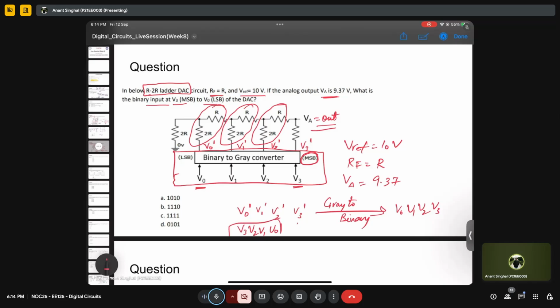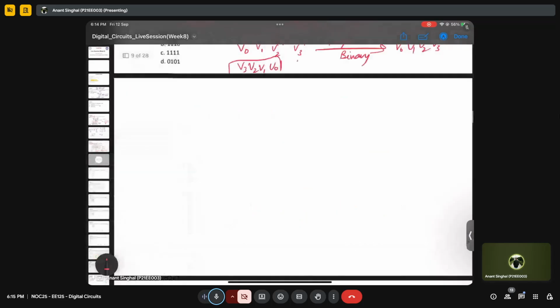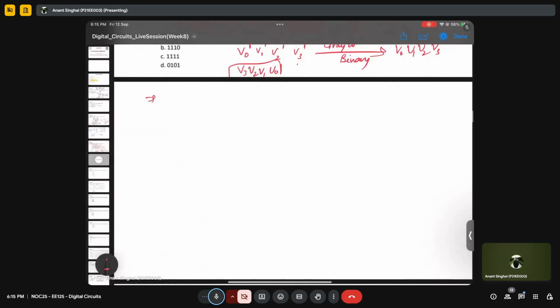So let's try to solve this out. The resolution for an R2R ladder network you might have already seen in your theoretical lectures. For an R2R ladder, the resolution is nothing but the reference voltage divided by 2 raised power n. That is 10, and it is a 4-bit register, so it will be 10 by 16. And the output voltage, that is V out, for this particular question, which is VA, is nothing but resolution times V in.